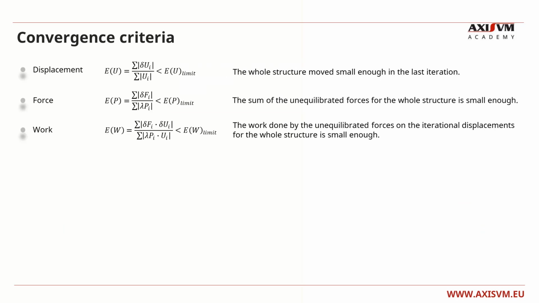When a convergence criterion is fulfilled, it means that the error summarized for the entire model is small enough. For displacement, it means that the whole structure moved small enough in the last iteration. In case of force criterion, the statement is that the sum of the unequilibrated forces for the whole structure is small enough. For work criterion, it means that the work done by the unequilibrated forces on the iterational displacements for the whole structure is small enough.